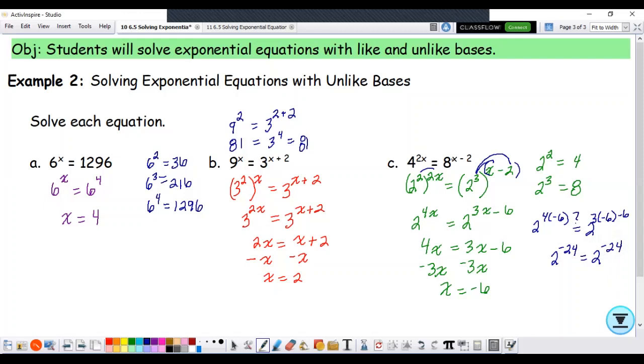So as long as what I've done prior to this step is correct, I should have done my work correctly, and 2 to the -24 equals 2 to the -24. If you want, you can plug this into a calculator and see if you get the same values as well. And this is the first video on solving exponential equations that have different bases.